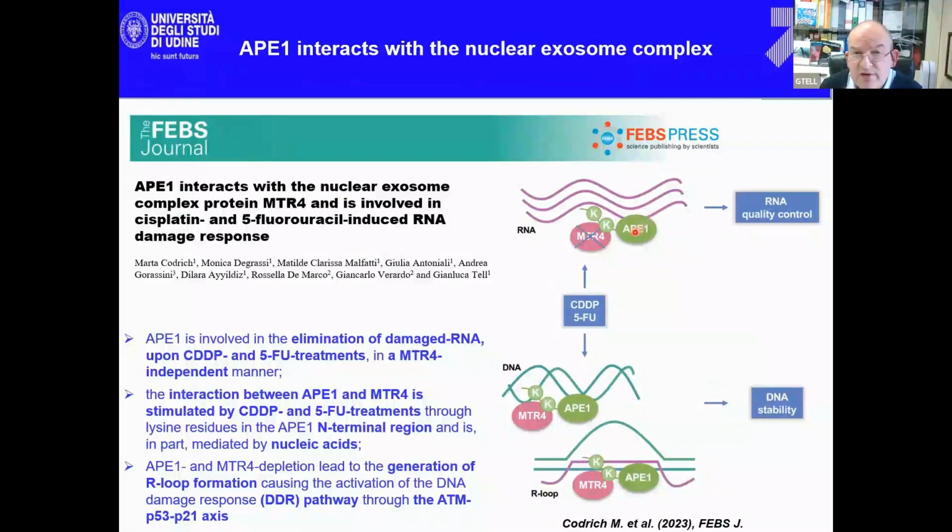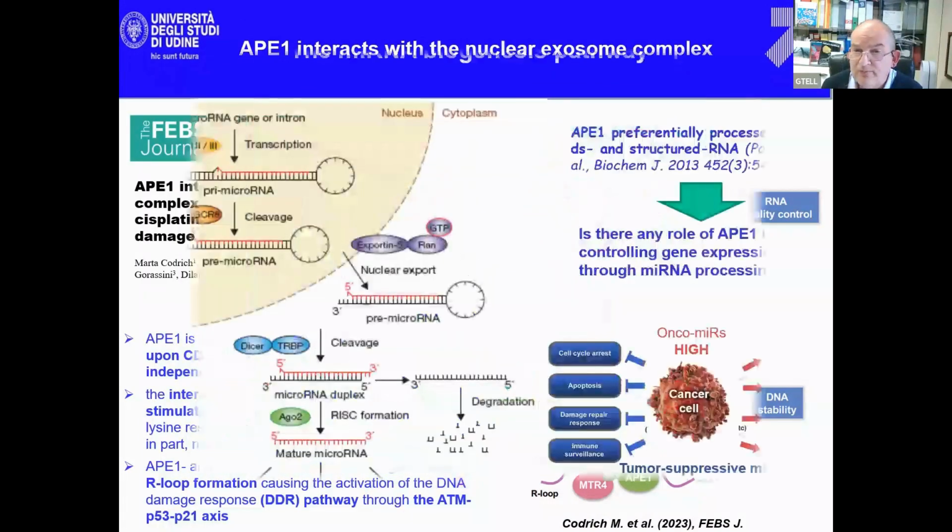Recently, we also demonstrated that APE1 interacts with the nuclear exosome complex responsible for the degradation of damaged RNA, in particular upon treatment of the cells with cisplatin and 5-fluorouracil. This provides the first evidence that it is involved in nuclear exosome degradation of damaged RNA and can play a role in the quality control of ribosomal RNA also within the nucleus.